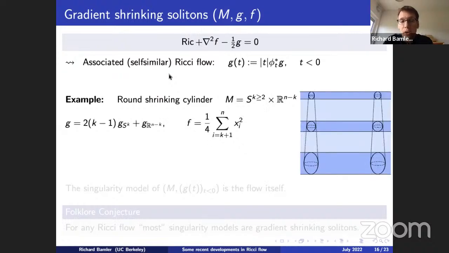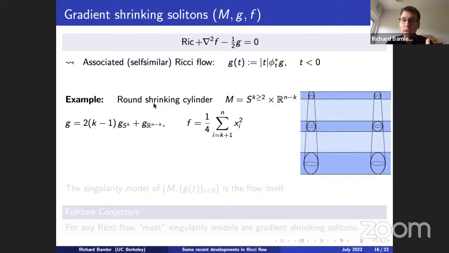Okay. Maybe a slightly more complicated example would be a round shrinking cylinder. In this case, we just take a Cartesian product of a round sphere and a Euclidean factor. And f would be a quadratic function, so that the Hessian here makes up for the lack of Ricci curvature. The way we should think about this is that the spherical factor contracts under the Ricci flow, and the Euclidean factor remains constant. However, modulo diffeomorphisms on the Euclidean factor, modulo dilations that are generated by the gradient of f, the flow somehow contracts all directions as well.